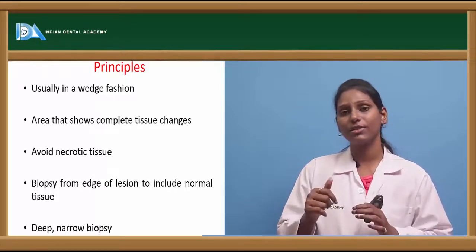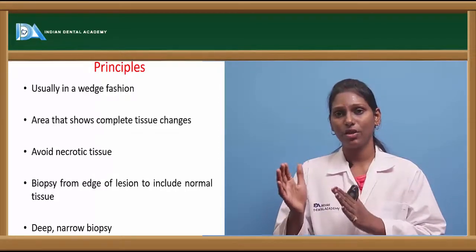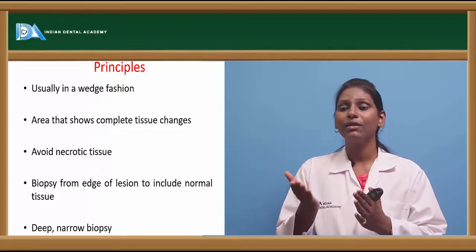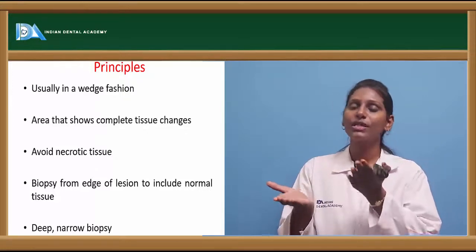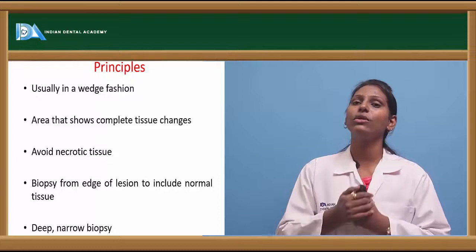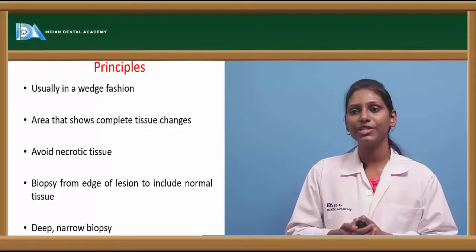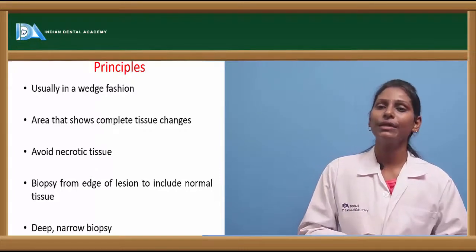Why include adjacent normal tissue? When we have adjacent normal tissue, we can actually compare with the normal tissue. The pathological tissue can be compared with the normal tissue. So a biopsy from the edge of the lesion to include normal tissue has to be taken.